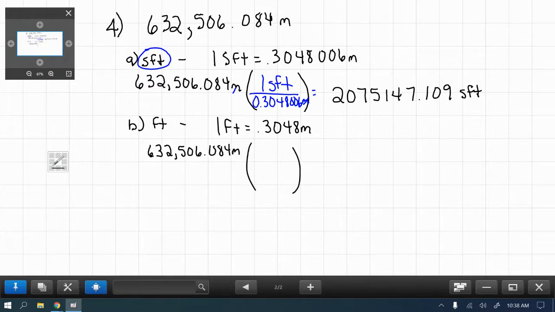So again, we're solving for feet. Meters cancel and we'll be left with feet. So what did you have for that one? 2075.154.